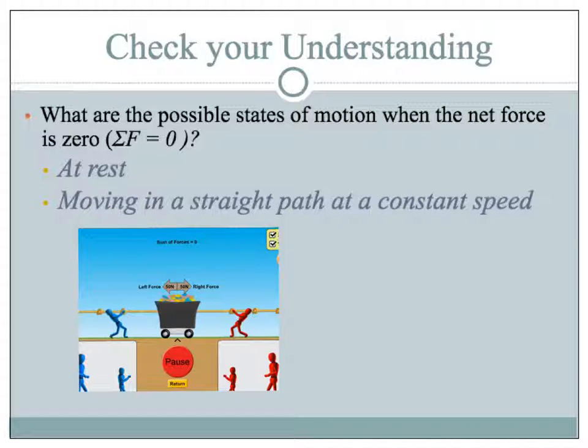Hopefully you were able to come up with 2 examples of states of motion where the net force is equal to 0. First is when an object's at rest, similar to what you saw in this example. And then another example is when an object is moving in a straight line path at a constant speed. If you remember from our definition, force is not necessary to keep an object moving if it's already moving in a straight line path at a constant speed.